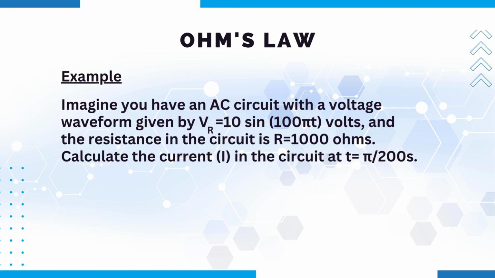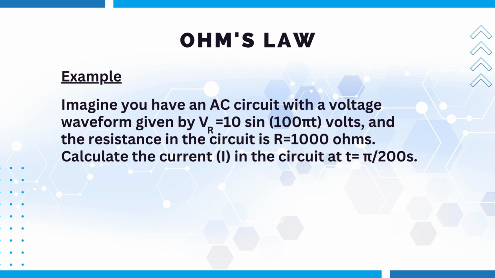Let's look at an example. Imagine you have an AC circuit with a voltage waveform given by VR equal 10 sine 100 pi t volts, and the resistance in the circuit is R equal to 1000 ohms. Calculate the current I in the circuit at t equal to pi over 200 seconds.